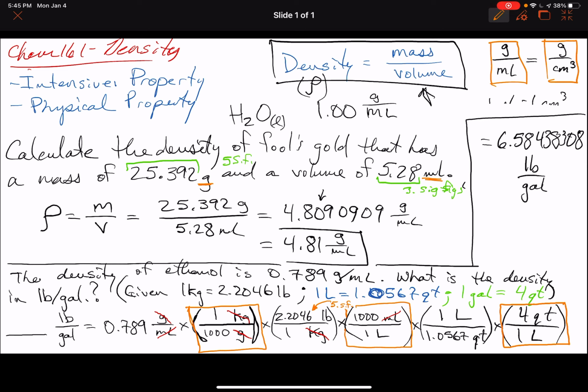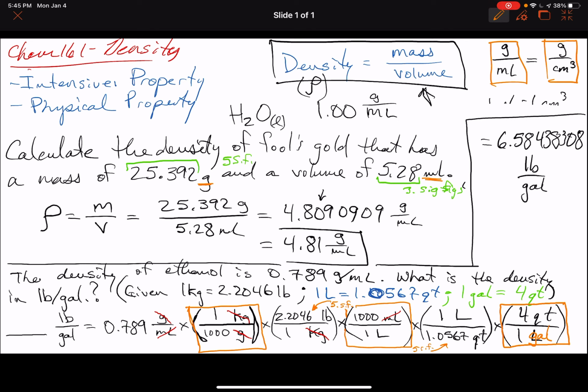I'm sorry, the 4 quarts to a gallon. That was a gallon there. So that's infinite sig figs there. And the last one there, liters to quarts, is also inexact. So there are 5 sig figs to account for there. This value here has 5 sig figs.